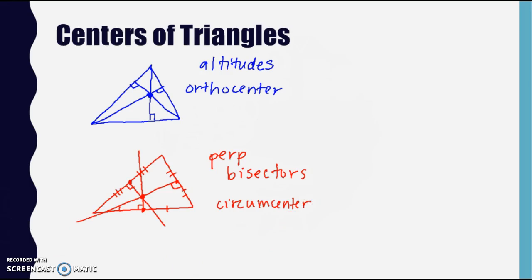Right, our circumcenter does have another special property, and it is that, remember, it comes from the sides, so it's going to be equidistant from all of the vertices. So all of those are the same.